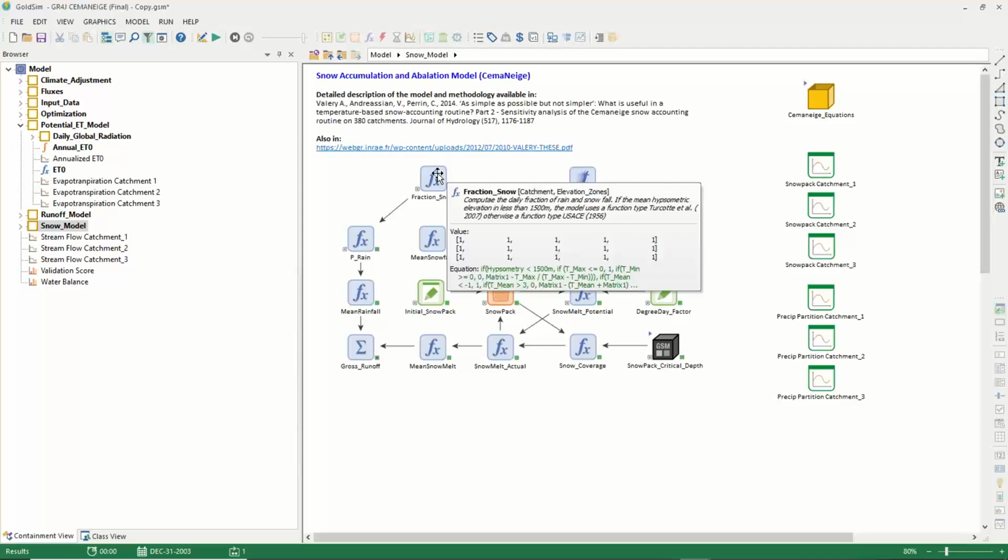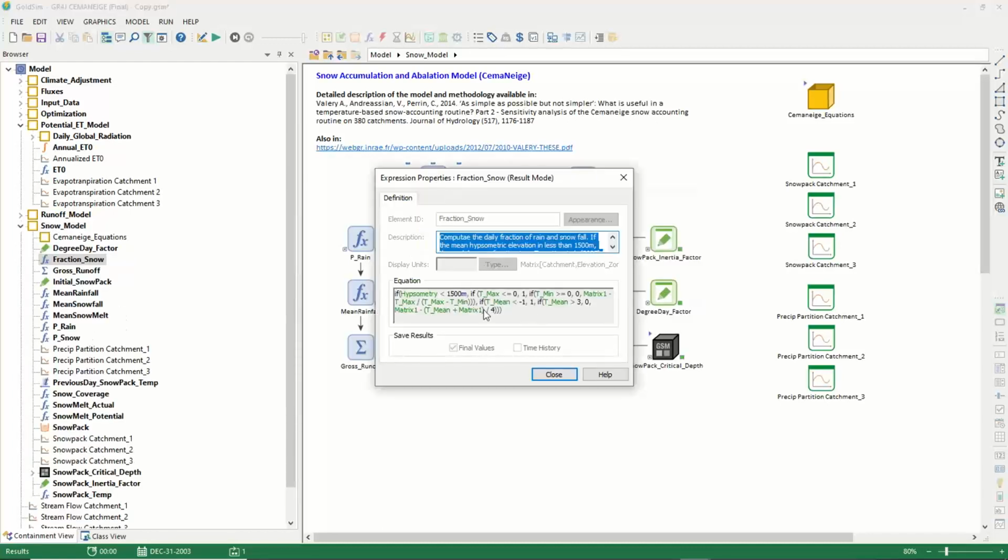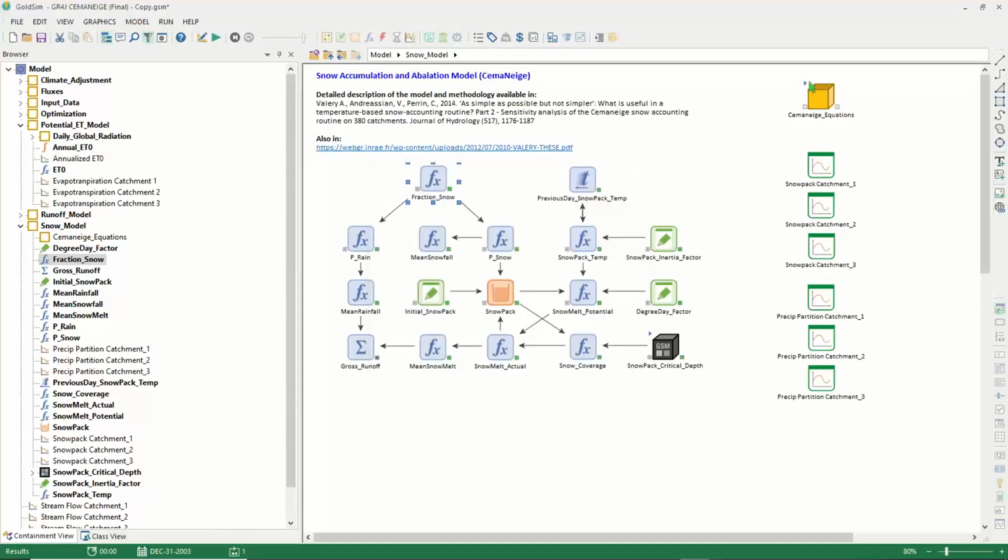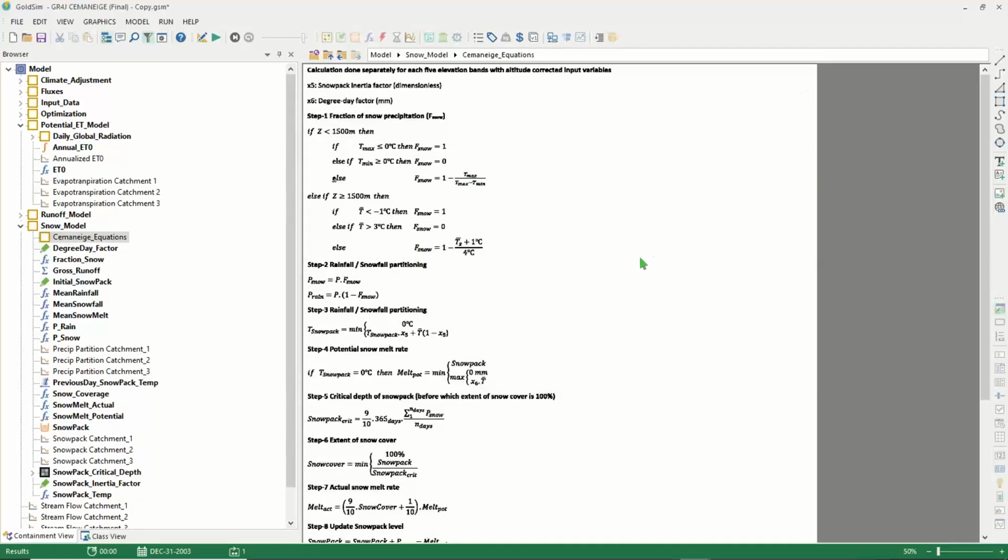So the fraction of snow, which we discussed a bit earlier, I'm not going to use the equations in those little windows because I'm working in matrix format, in catchments and elevation zones. So sometimes it looks a little bit crowded. So I've put all the equations that you need in a separate container here.